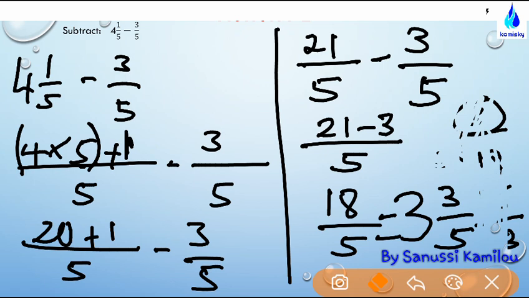Congrats. We can also cross check to see whether what we have done is correct. Now let's check. Our 3 here times the 5 will give you what? 15. 15 plus 3 is what? 18. Then your answer is correct. 18 over 5. Congrats.